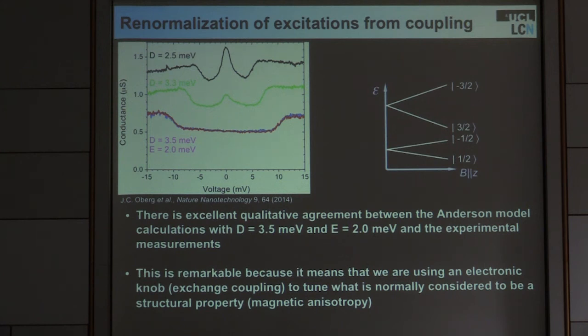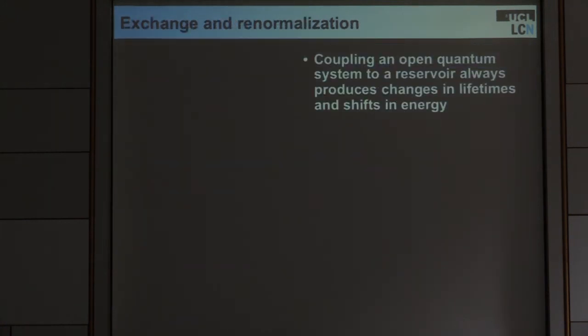Right? It's basically where your little point charges are sitting around your spin. What's amazing here is that these D and E terms, which I told you describe this, don't just depend on the crystal, they actually depend on electronic properties. They depend on exchange coupling, Coulomb energy, and the energy of the orbitals. So what that means is you can actually use an electronic knob, which is the exchange coupling, to tune what you normally think of as a structural property. So that's really neat because this gives us a completely new knob for tuning the anisotropy in our system.